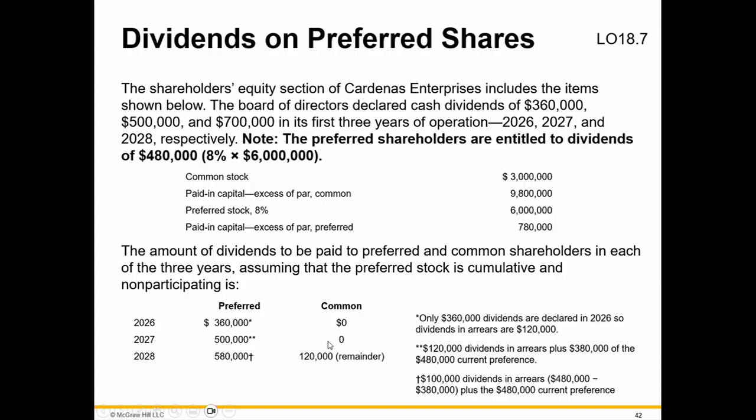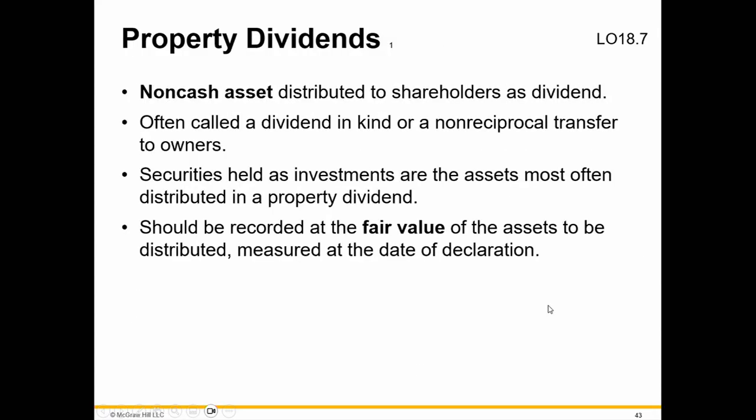So you can see why we say that preferred shareholders get preferential treatment. They get in line first, and if the stock is cumulative and non-participating, they get dividends in arrears. But they only ever receive their 480. They don't get any more. That's the non-participating piece. So make sure you understand that. We're going to do a practice one of those here momentarily.